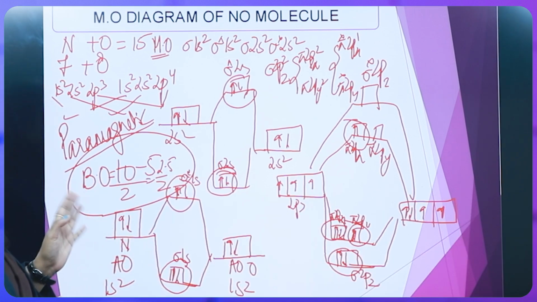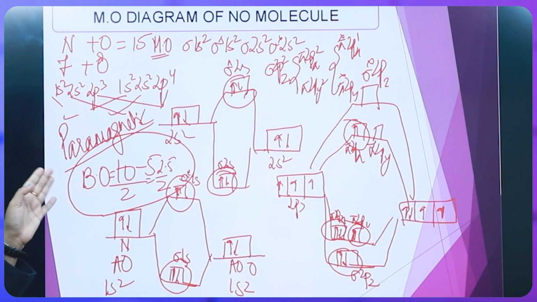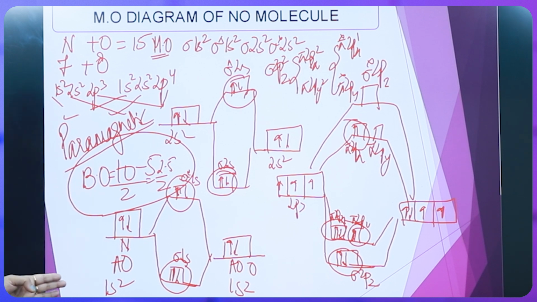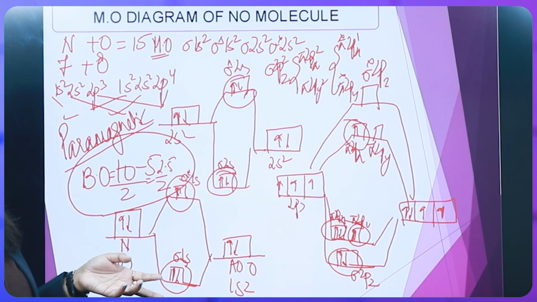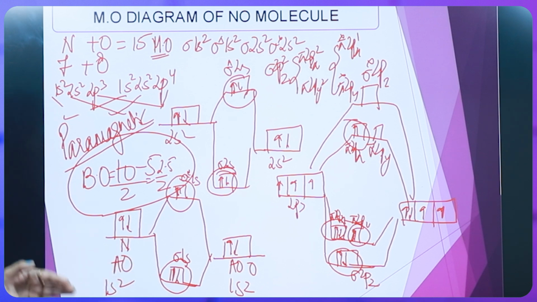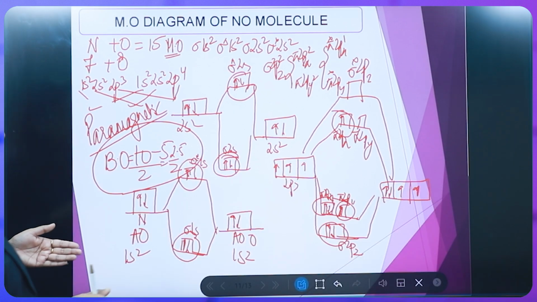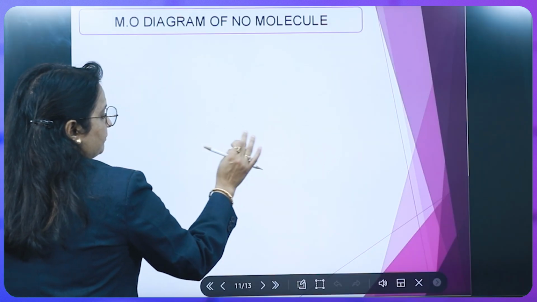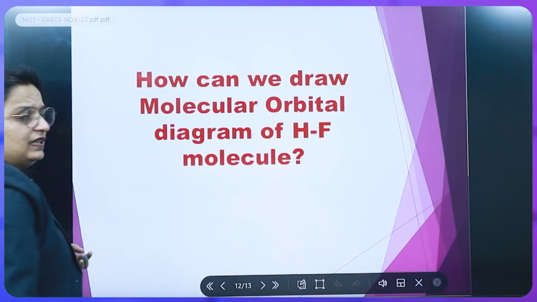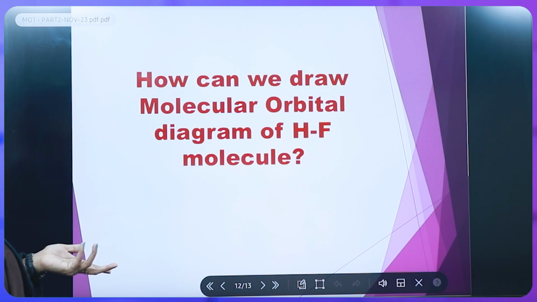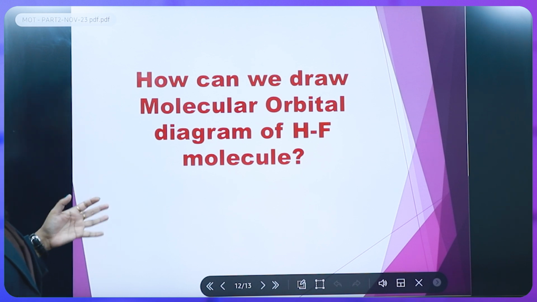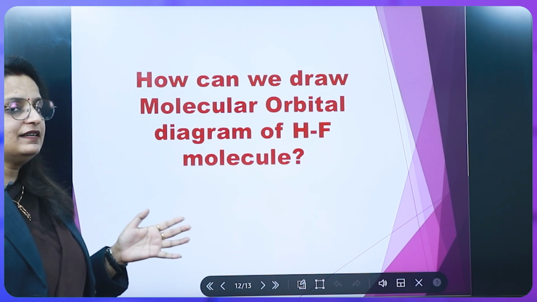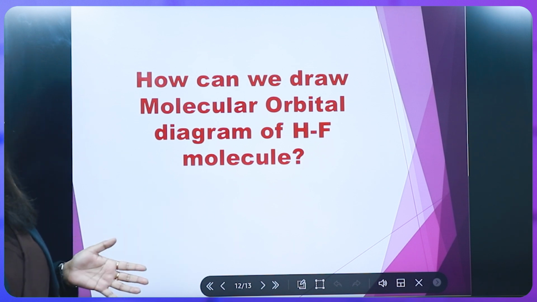I hope you are clear with the diagram of the NO and CO molecules. The only difference is that the more electronegative atom is drawn at a slightly lower energy level in comparison to the less electronegative atom. Now the question arises: we have many molecules which exist. So can you draw the molecular orbital diagram for the HF molecule?